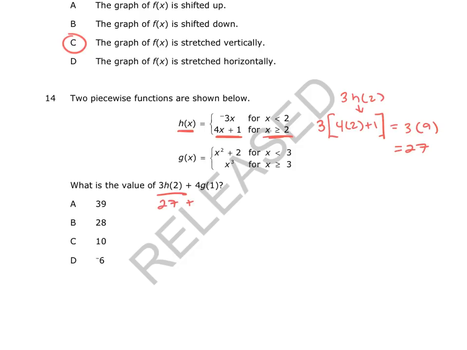I know I'm going to look at this part. So that would be 4. g of 1 would be 1 squared plus 2. That'd be 4 times 3, which is 12. 12 plus 27 is 39. You could also check this one on Desmos by just using a table.